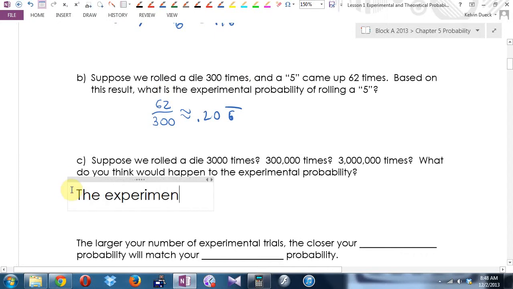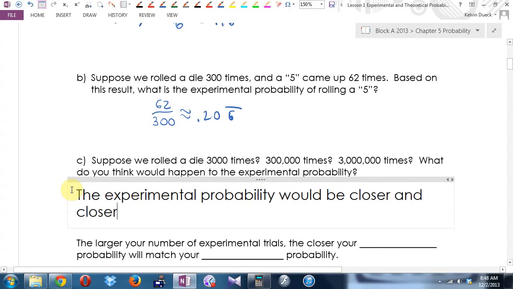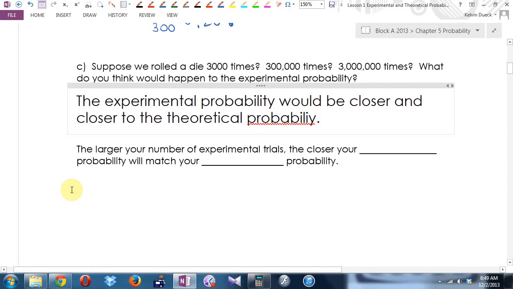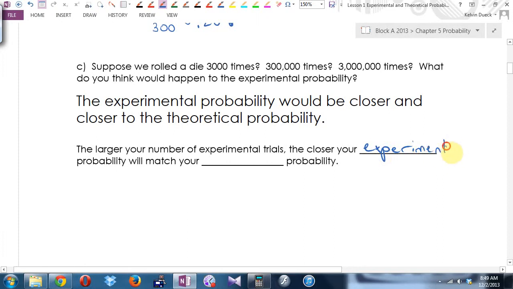the experimental probability gets closer and closer to the theoretical probability. Oh, you know what? I even wrote it here as a fill in the blank. The larger your number of experimental trials, the closer your experimental, your actual, trying the event probability will match your theoretical probability.